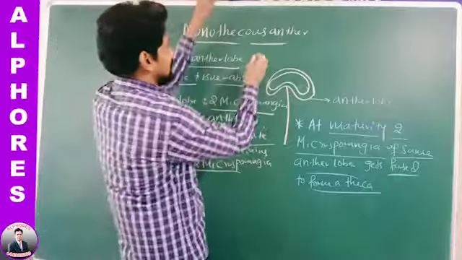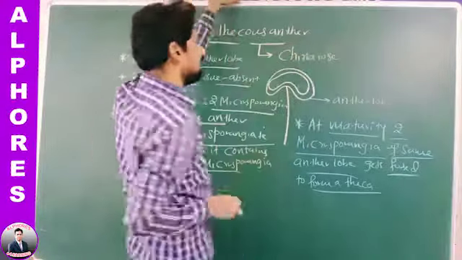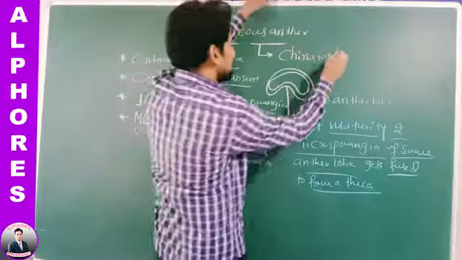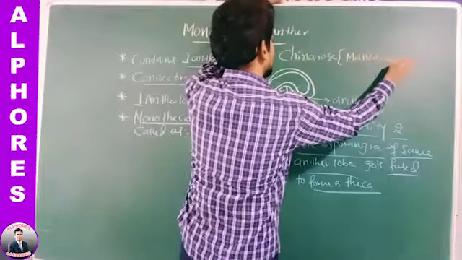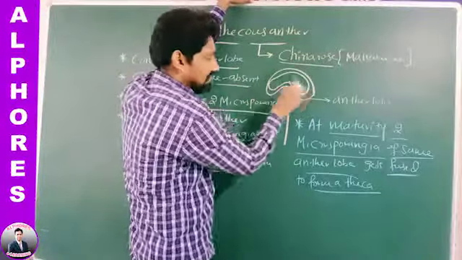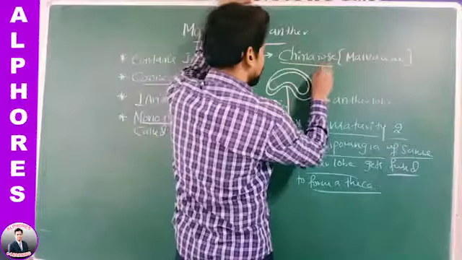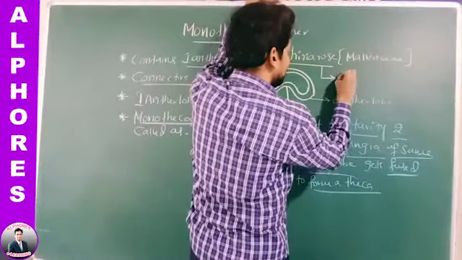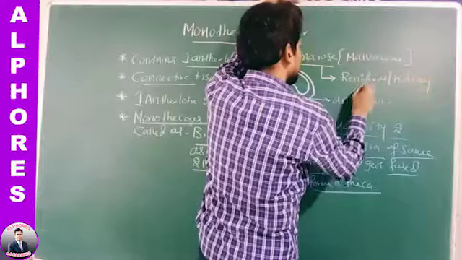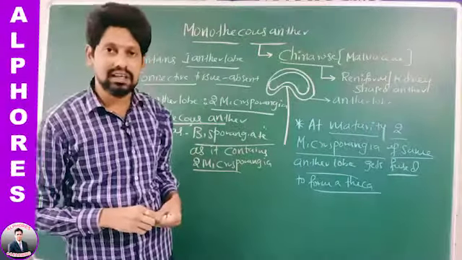This monothecous anther is seen in China rose, Hibiscus rosa sinensis. This is the scientific name of China rose. China rose belongs to the Malvaceae family. In China rose, the anther is kidney shaped or reniform, R-E-N-I-form. Therefore, in China rose the anther is reniform or kidney shaped.